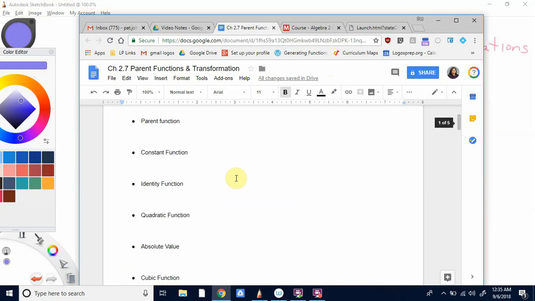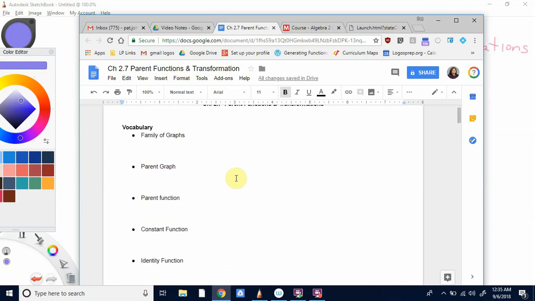There's lots of vocabulary. Some of this I want you to know, some of it's not that important. So the first one is family of graphs. What it says is, it's a group of graphs that display one or more similar characteristics. They're in the same family, just like when you're brothers and sisters, you'll have some similar characteristics.